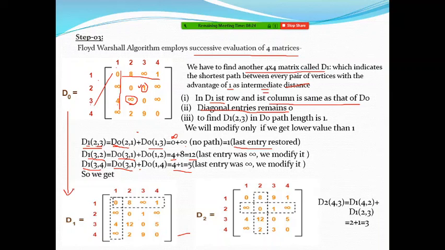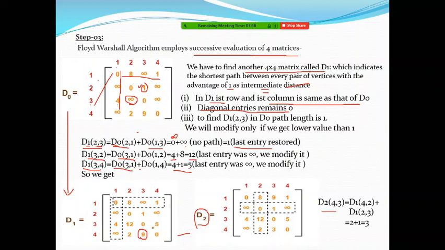Now you have to simply apply the same procedure. So it is D1, and now you find D2. D2 means second row and second column. These two rows and columns will remain unchanged. Then I am giving one sample, D2 4 3. Where is it? It is 4 3. So D1 4 3 is 9. It will be modified only if we get a lower number than 9.